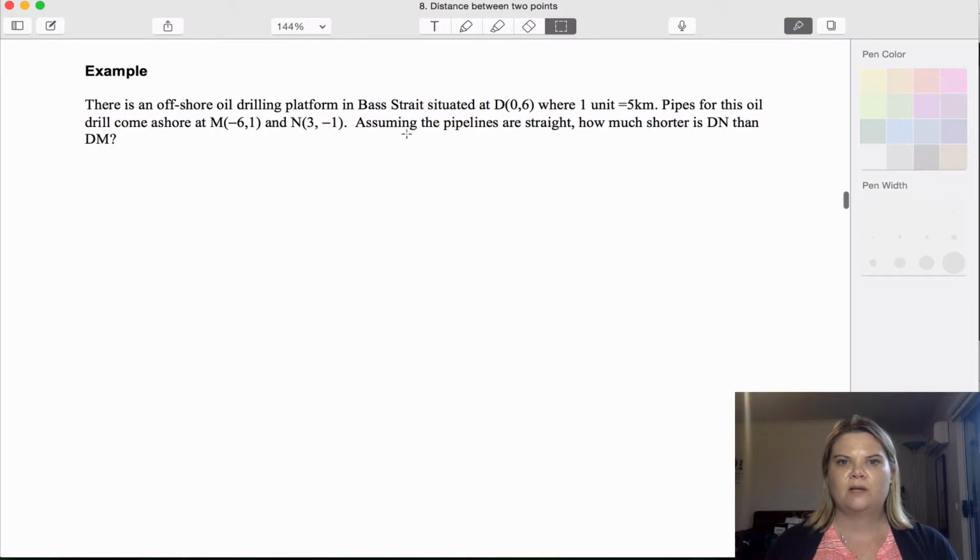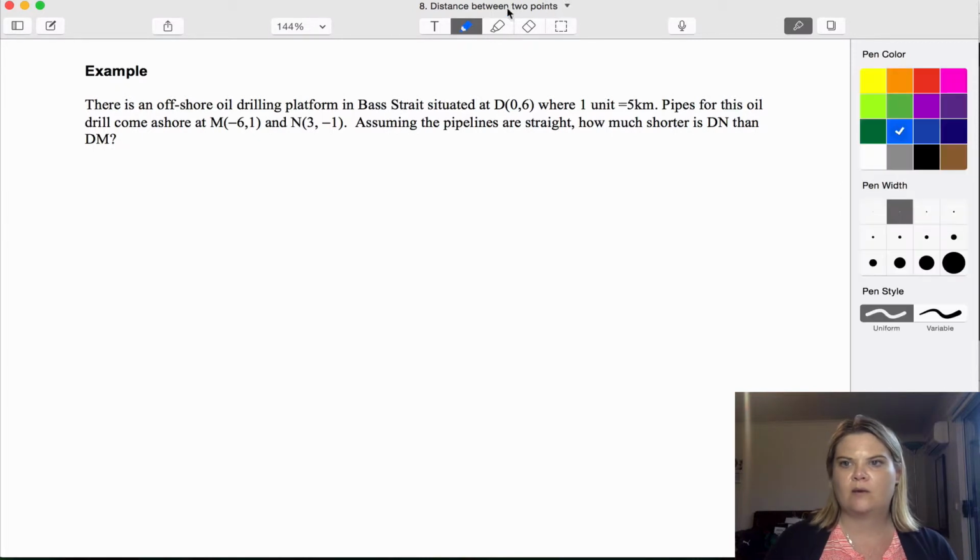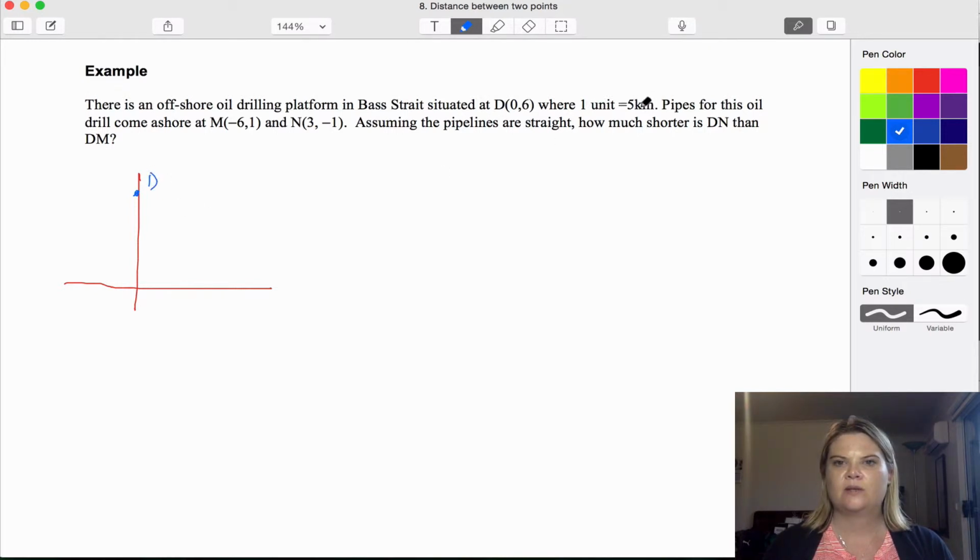First step I'd be looking at when I've got a problem like this, there's no graph, and I really enjoy having a graph so I can see what I'm actually thinking about. So I'm going to draw some axes. An offshore drilling platform in Bass Strait situated at (0, 6), which can be here, and it's called D, so I can label it. Where 1 unit equals 5 kilometers, I'm going to highlight that because that's probably something I'll come back to later.